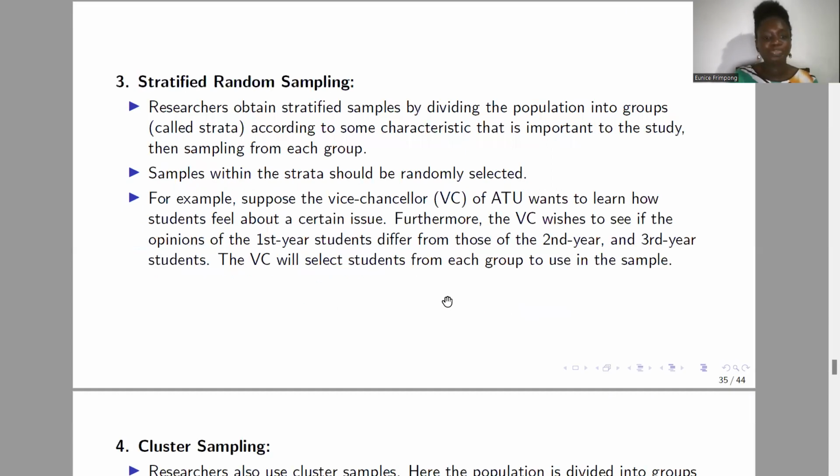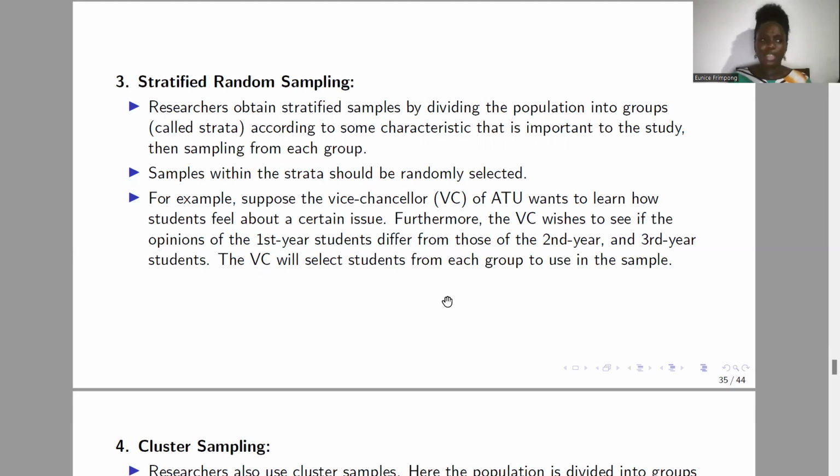We have stratified random sampling, and under stratified random sampling, you divide your population into strata, different segments, all right? And then in each of these segments, you perform random sampling. In this example, there has been a situation in the school, and the vice chancellor wants to know the opinions of students regarding that situation.